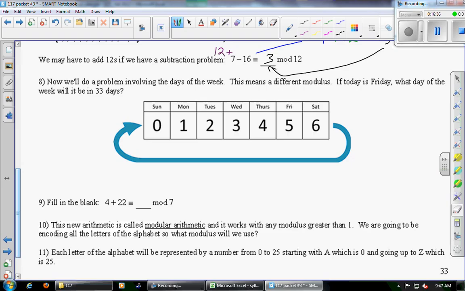You had a bunch of 12s. Okay. Let's take a look at number 8. We're going back to Patty.